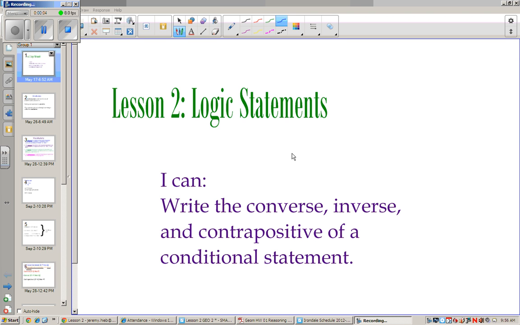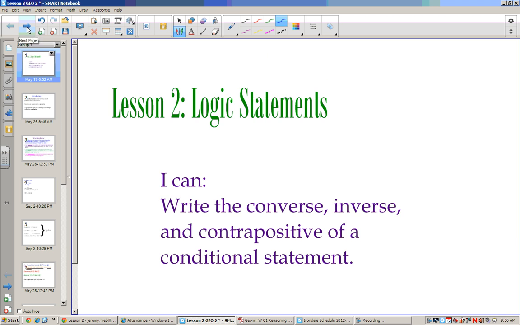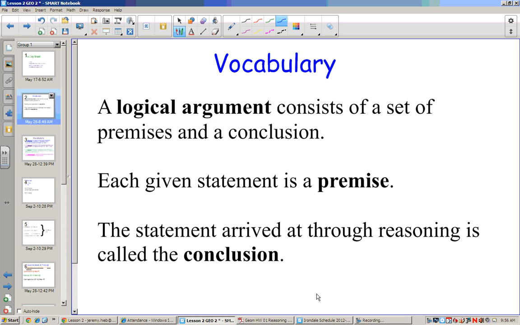Today we're going to learn about logic statements. By the end of the hour, you should be able to write the converse, inverse, and contrapositive of a conditional statement. Right now, you might not know what any of those words mean, but by the end of the hour, hopefully you do. Now, a logical argument consists of a set of premises and a conclusion.